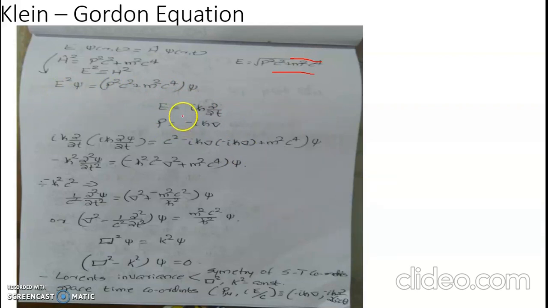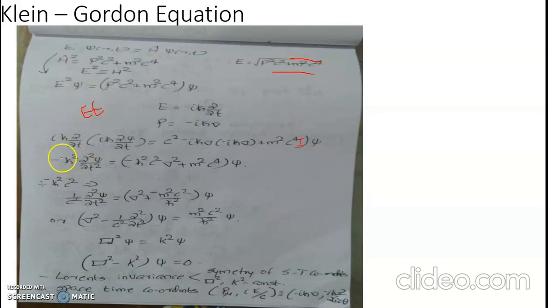So we replace E by means of the corresponding canonical operator i h cross dou by dou t and P as a minus i h cross grad. E square has the meaning of E operating over E again, that is i h cross dou by dou t operating over i h cross dou psi by dou t equal to, as c square is a constant, let me take it first, minus i h cross grad, the operator for momentum, operating over minus i h cross grad, plus M square C power 4 times the identity operator, because M and C are constants, operating over psi.